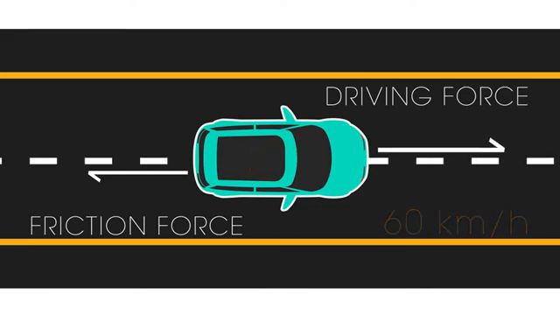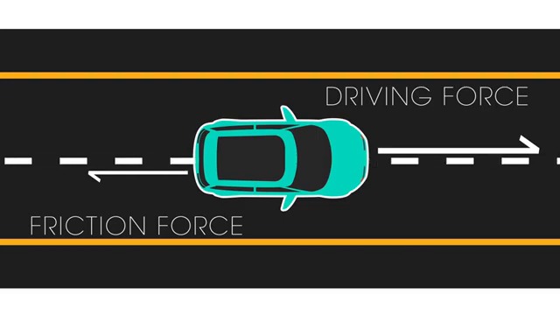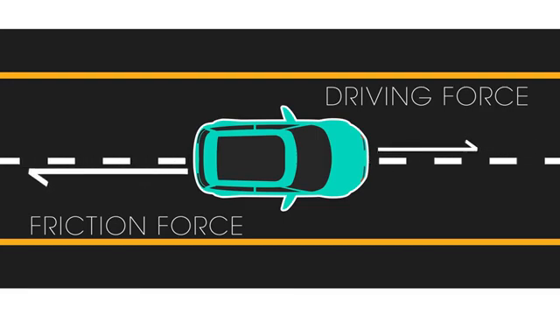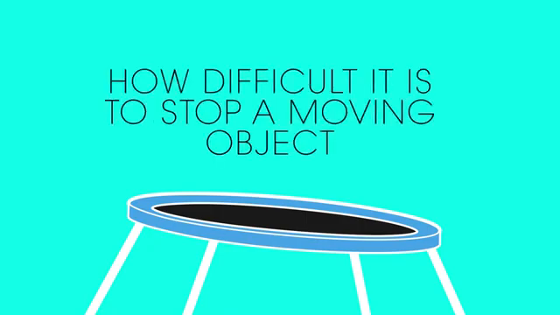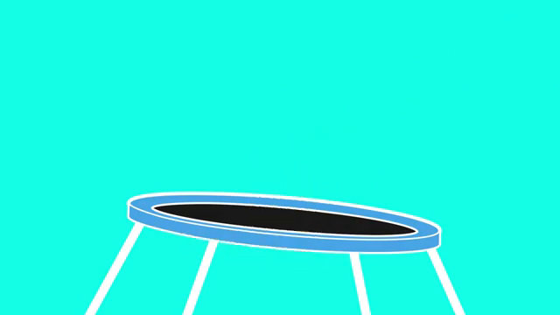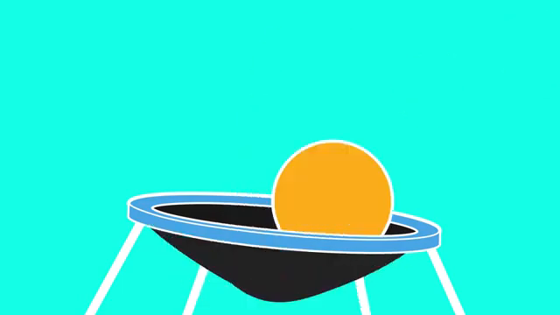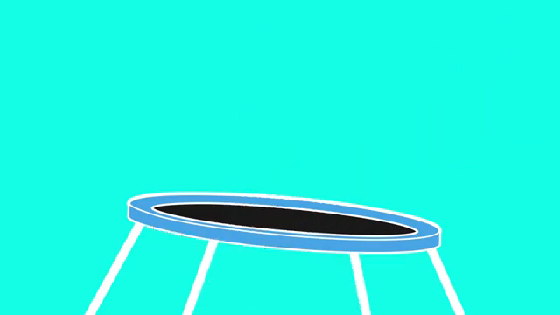If the engine force were higher, the car would be getting faster, increasing its speed and momentum, and if lower, the car would experience a backward force and be slowing down. If you like, momentum is a measure of how difficult it is to stop a moving object. The more massive it is and the faster it is moving, the harder it is to stop it.